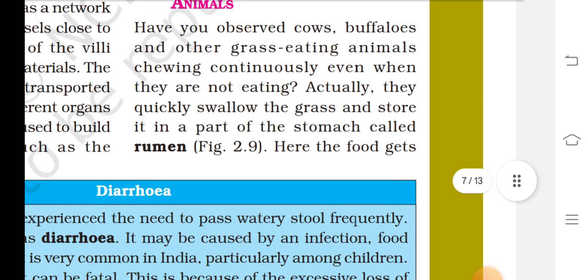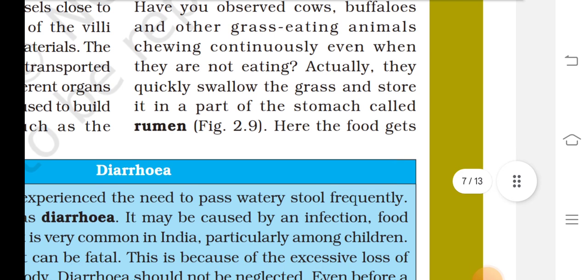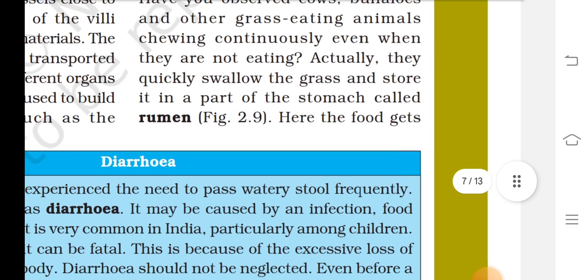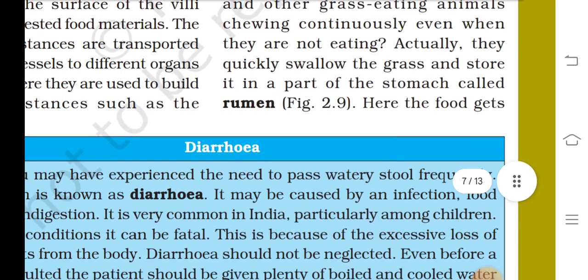Digestion in grass-eating animals. Have you observed cows, buffaloes and other grass-eating animals chewing continuously even when they are not eating actually? They quickly swallow the grass and store it in a part of the stomach called rumen. Here the food gets partially digested.